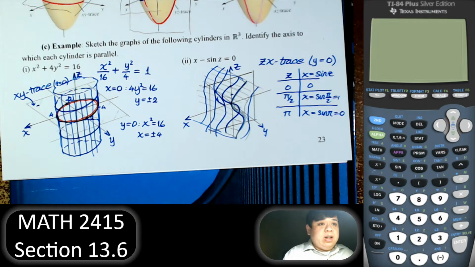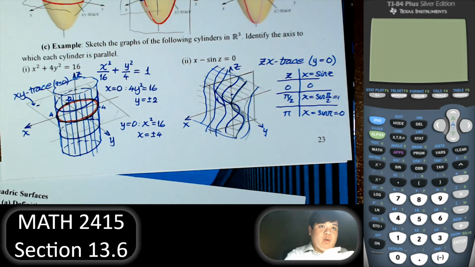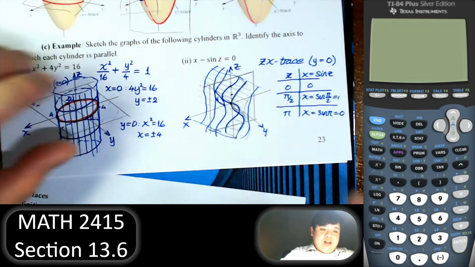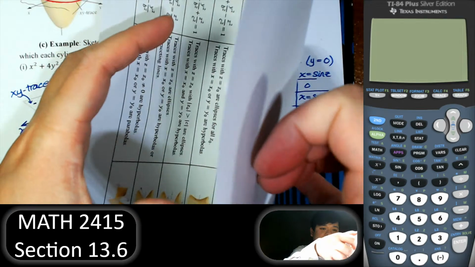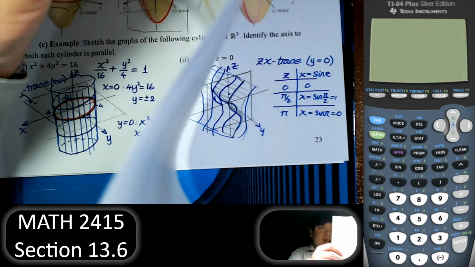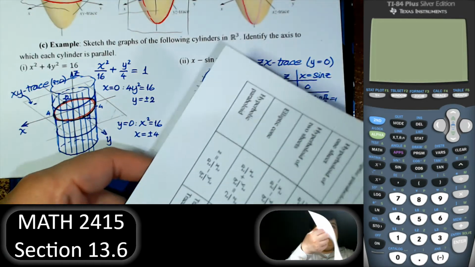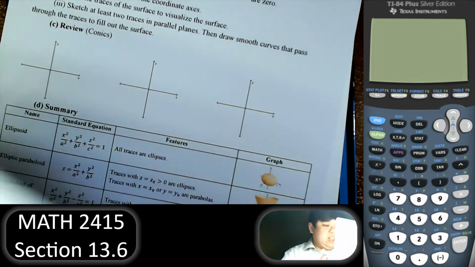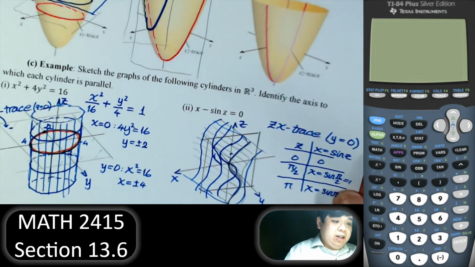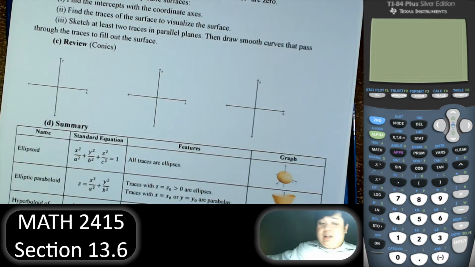So usually the cylinder is where we have one missing variable. In that case, we have a right cylinder, so in the xz plane, and then we just have... So it looks like this. Kind of. Right, so that is the cylinder. Usually when we have one variable missing, that's the cylinder.